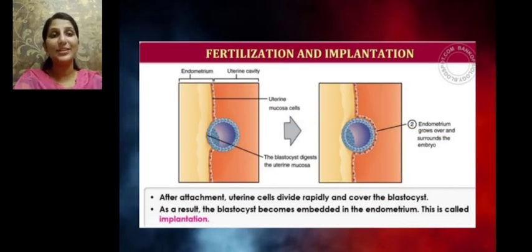After attachment, the uterine cells start to divide. With the help of the trophoblast, the outer layer, the blastocyst gets attached to the endometrium. Soon the uterine cells start to divide rapidly and they start to cover the blastocyst. As a result, the blastocyst becomes embedded in the endometrium, and this process is called implantation.